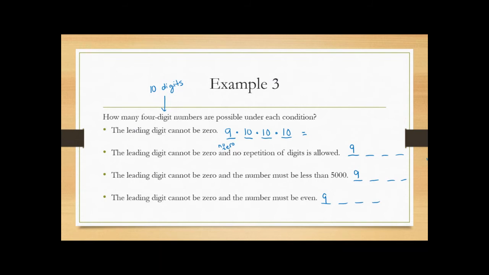And so then you just do 9 times 10 times 10 times 10, or you could write it as 10 to the 3rd power if you wanted there. And this gives us 9,000. So there are 9,000 different possible combinations of 4-digit numbers where the first one cannot be 0.